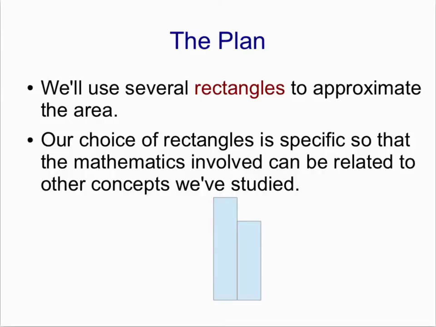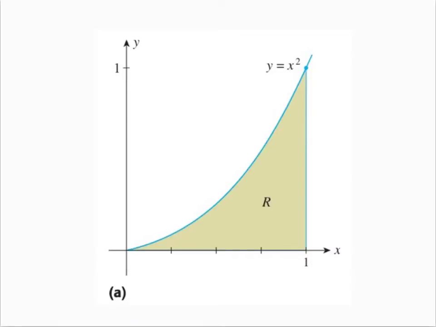Now the choice of the rectangles is specific, so that the math involved can be related to the other concepts we've studied. What we're going to be doing is breaking up this interval on the x-axis into subintervals. Our subintervals are all going to have the same width. And from those subintervals, we're going to make rectangles. There's a couple of different ways we can do this. We can make a rectangle by looking at a particular subinterval, like this one here, and then we could use this height to make a rectangle.